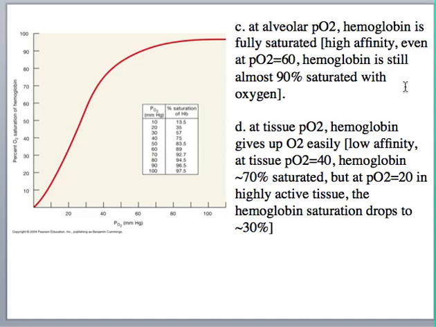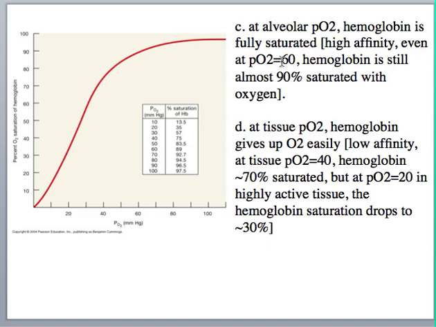All right. Now, let's think about what happens at the alveolus. If you want to think back to the diagrams that we've drawn, in the alveolus the PO2 is going to be fairly high, like around 100. So at a PO2 of about 100, the percent saturation of hemoglobin is going to be really high, about 97.5%.